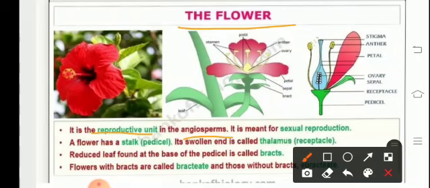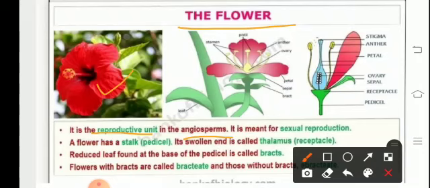It is a modified shoot wherein the shoot apical meristem changes into floral meristem. Internodes do not elongate and the axis gets condensed. This is the pictorial view of Hibiscus rosa-sinensis. That is a bisexual flower. It is commonly called gudhal or shoe flower.